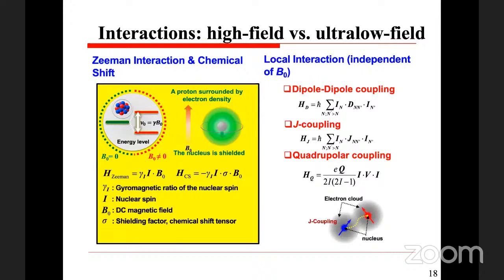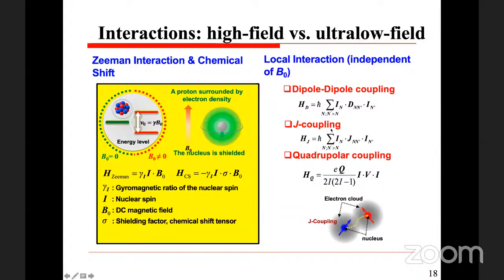In general, there are 2 types of interaction between nuclear spins. First is the Zeeman interaction. The second is the local interaction. The local interaction usually includes 3 couplings: dipole-dipole, J coupling, and quadrupole coupling. But for liquids, the dipole-dipole and quadrupole couplings average to 0. So usually for liquids, there is only J coupling.